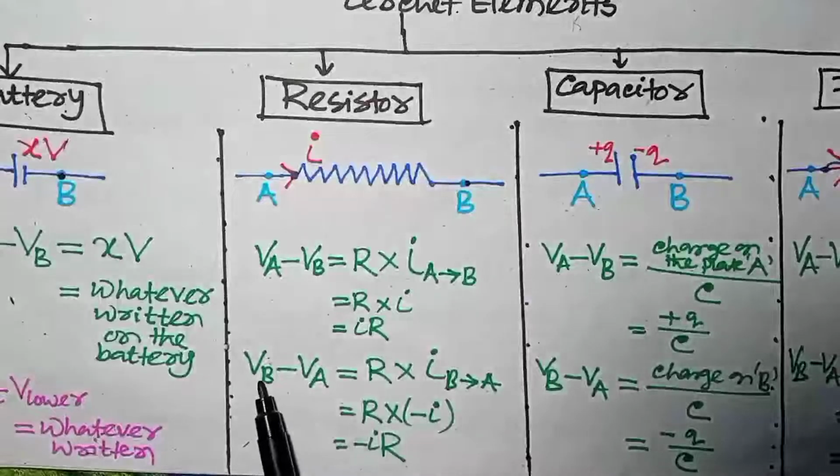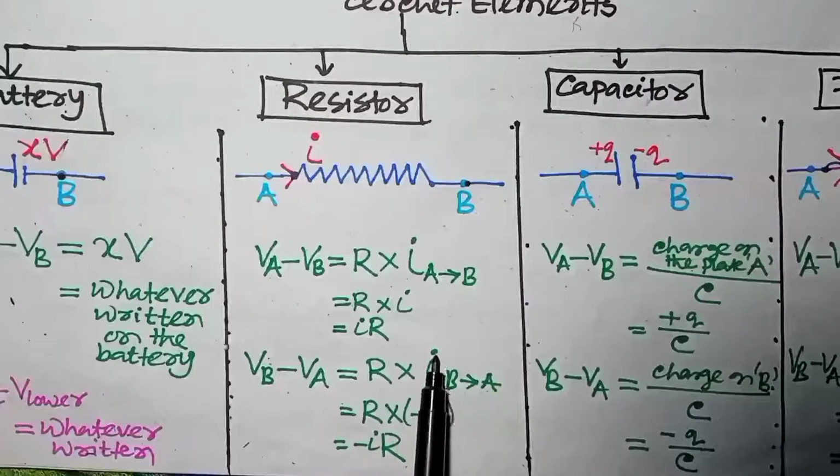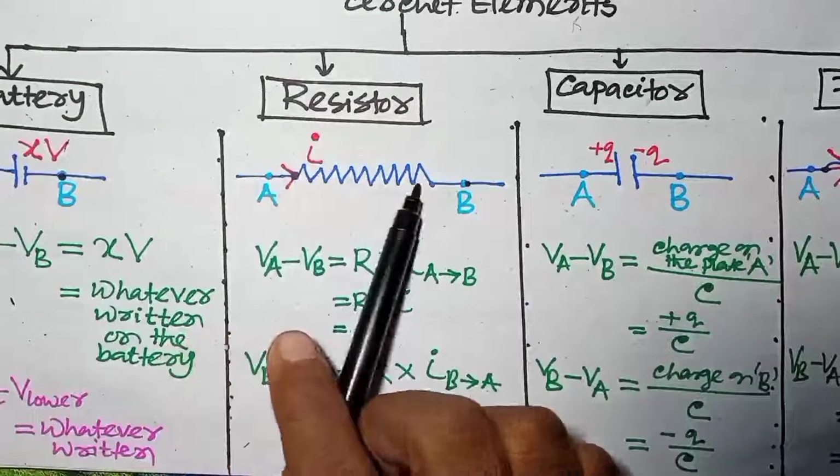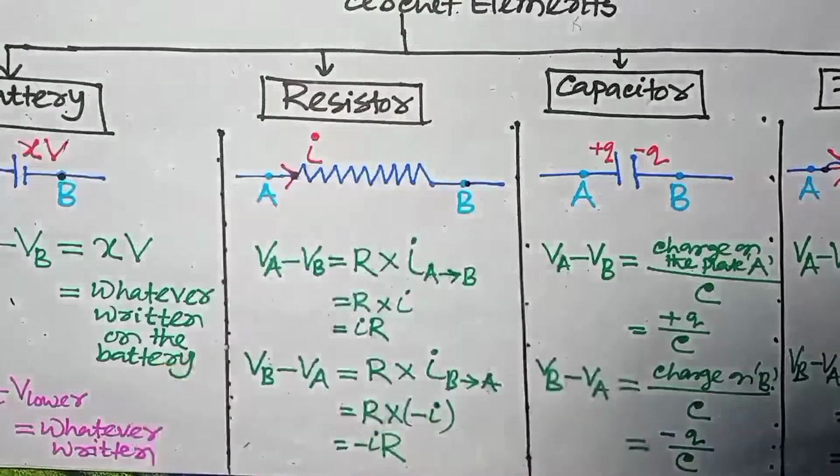Whenever I am writing VB minus VA, that means the resistance multiplied by the current which is flowing from B to A. So it will be R into the current flowing from B to A, which is nothing but minus I. As current I is flowing from A to B, minus I is flowing from B to A. So it will be minus IR.